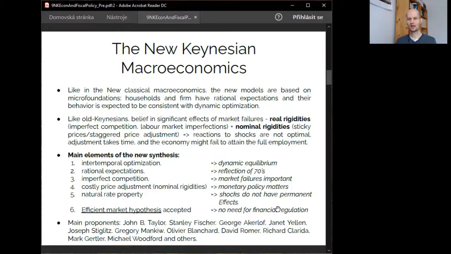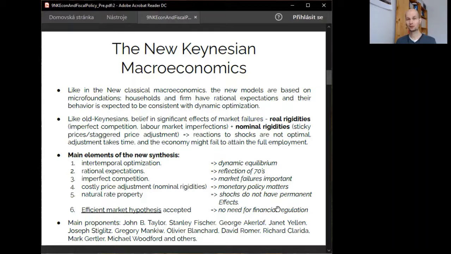Let me now summarize the main elements of this new synthesis. First, there is intertemporal optimization embedded in the model, so the approach of dynamic equilibrium is retained. Second, households and firms are assumed to have rational expectations. Third, imperfect competition is supposed to characterize the firm sector. That means firms are able to set their prices. They are not only price receivers. They have some monopoly power, and they are able to influence their prices.